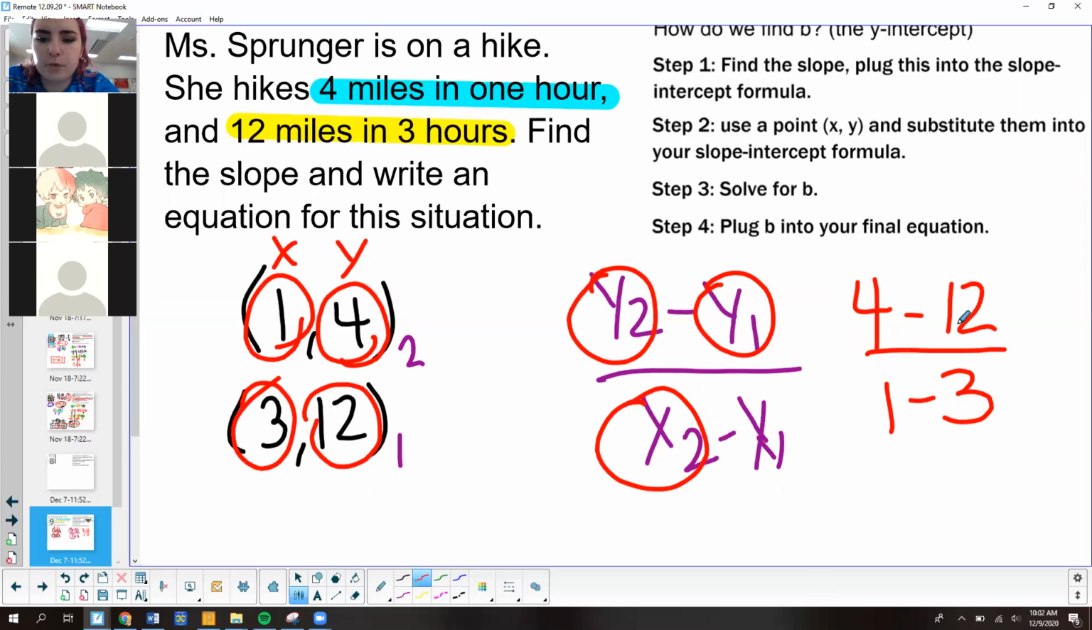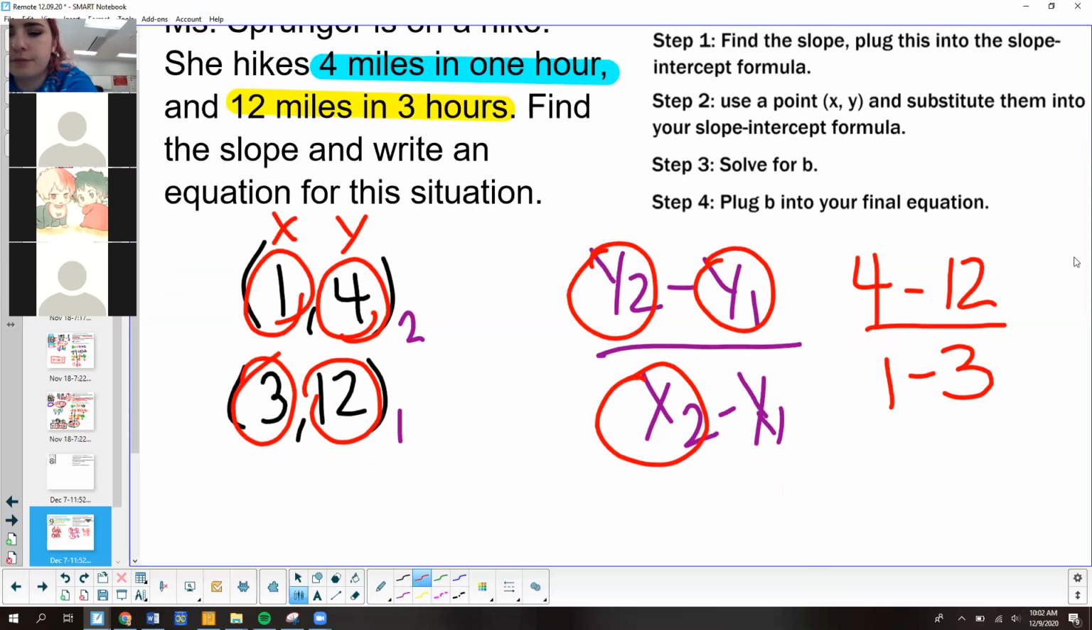So then 4 minus 12. Sorry, I just got a private message from somebody. I just wanted to make sure I was reading it. So if we've got 4 minus 12, that's going to give us -8.